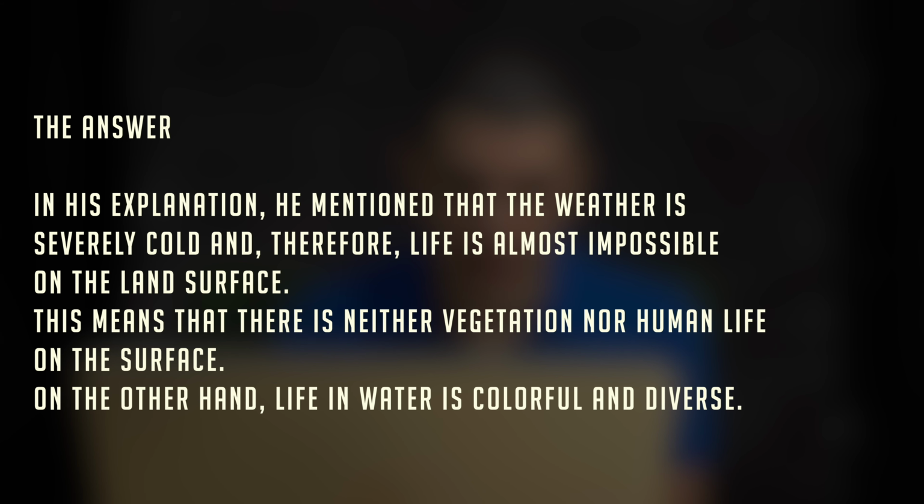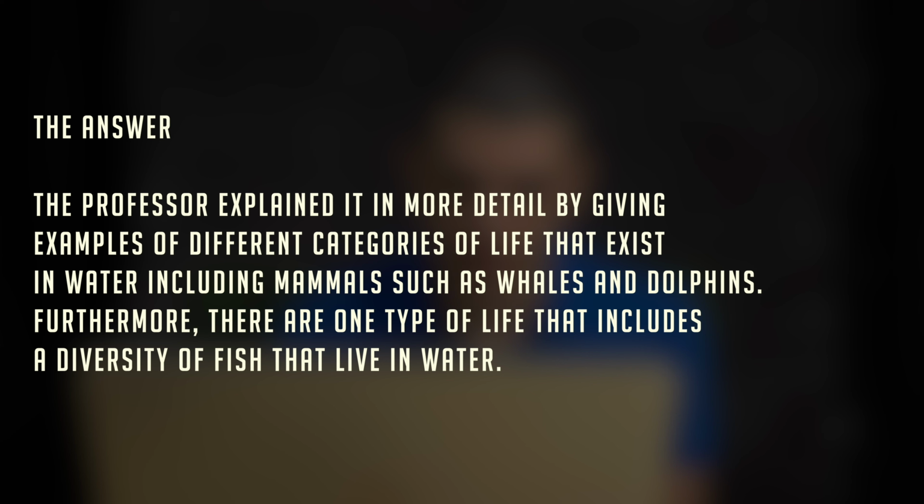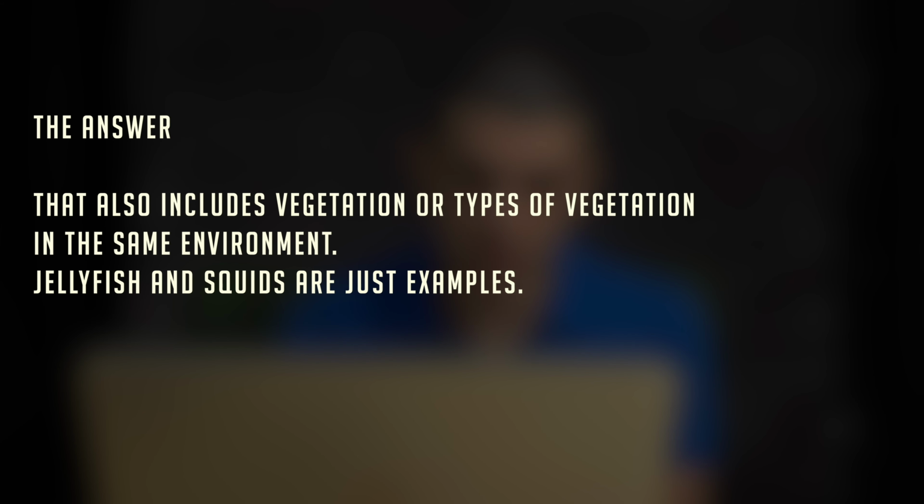On the other hand, life in water is colorful and diverse. The professor explained it in more details through giving examples of different categories of life that exist in water, including mammals such as whales and dolphins. Furthermore, there are one type of life that includes diversity of fish, which is life in water, that also includes vegetation or type of vegetation in the same environment. Jellyfish and squids are just examples.